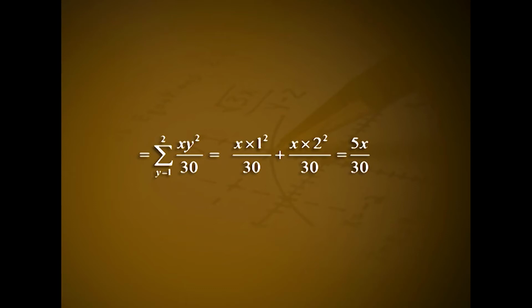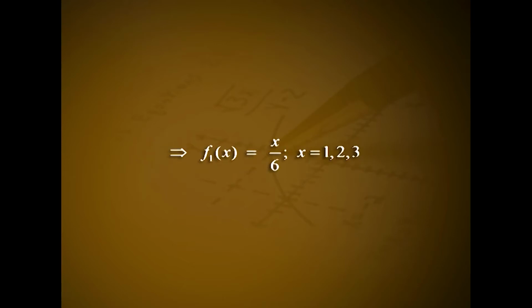Solution. f1 of x is equal to summation over y f of x y, that is summation y from 1 to 2 x y square by 30, that is x into 1 square by 30 plus x into 2 square by 30, that is 5x divided by 30. This implies f1 of x is equal to x divided by 6 for x equal to 1, 2, 3.